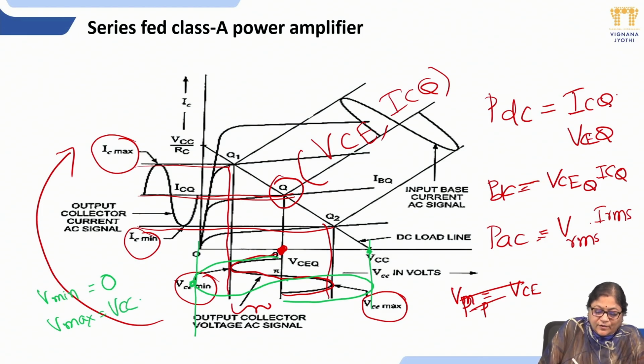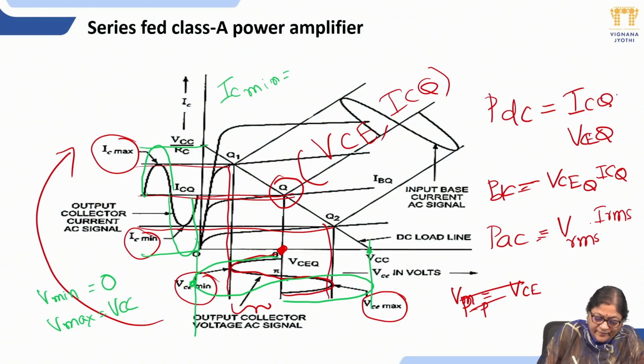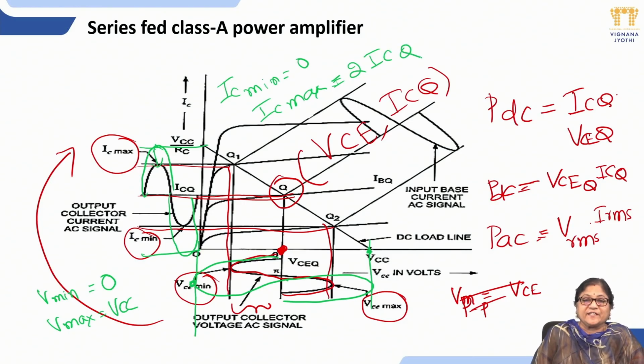So it is VCC. Now if you look here, what is the maximum swing it can go? It can go up to here, and here also it can go up to here. So on ICQ, it is going to a maximum extent of VCC by RC, and here it is a minimum extent of 0. So from here I can derive I minimum. IC minimum is 0. IC maximum can be the remaining portion, one more ICQ, so it is 2 ICQ. To derive the maximum efficiency for the class A series fed amplifier, these are the values.